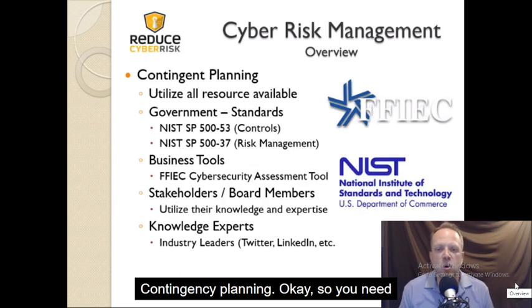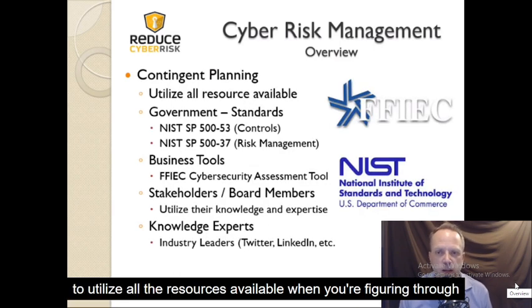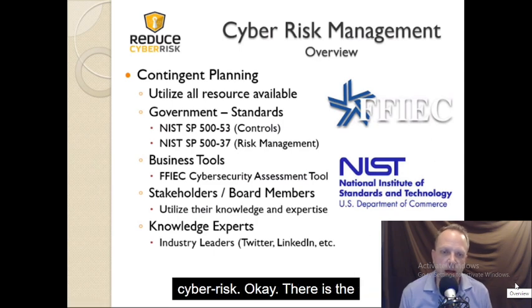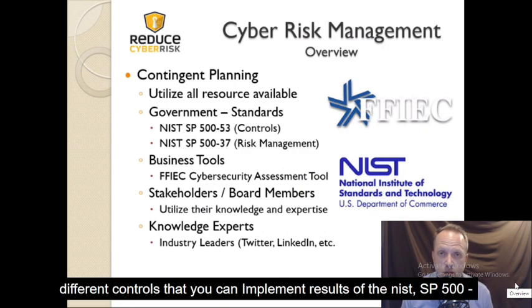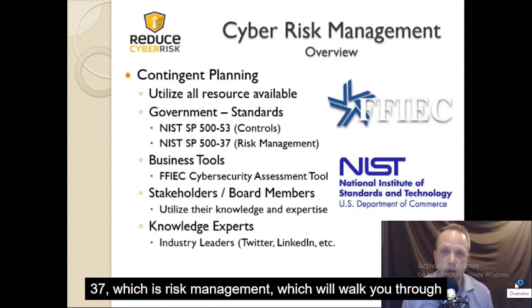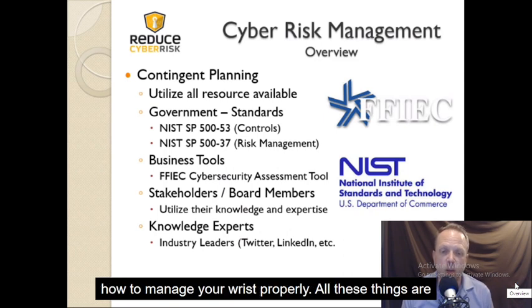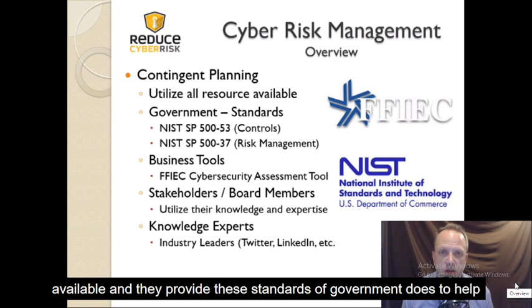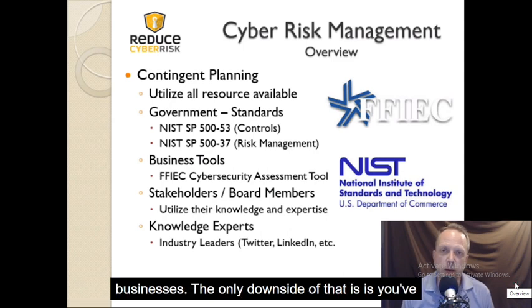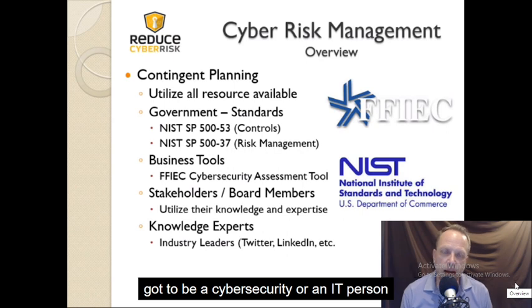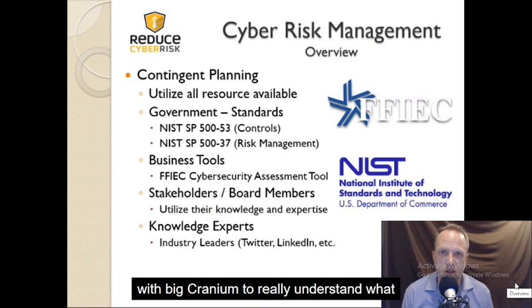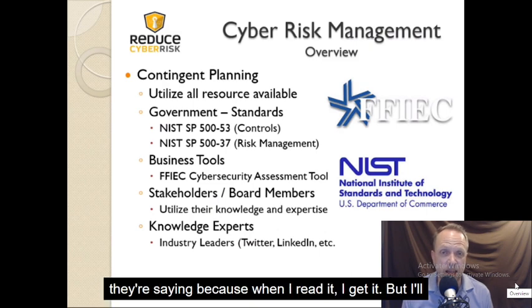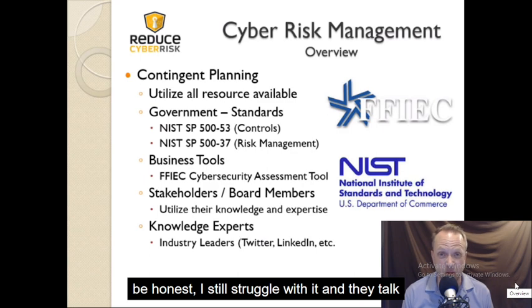Contingency planning, okay? So you need to utilize all the resources available when you're figuring through cyber risk. There is the NIST SP 500-53, which lists different controls that you can implement. There's also the NIST SP 500-37, which is risk management, which will walk you through how to manage your risk properly. All these things are available, and the government provides these standards to help businesses. The only downside is you've got to be a cybersecurity or an IT person with a big cranium to really understand what they're saying. Because when I read it, I get it, but I'll be honest, I still struggle with it.